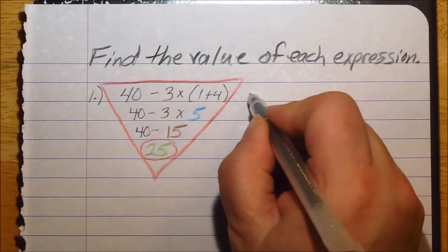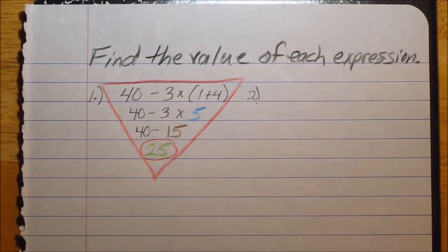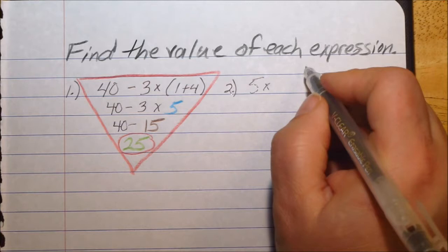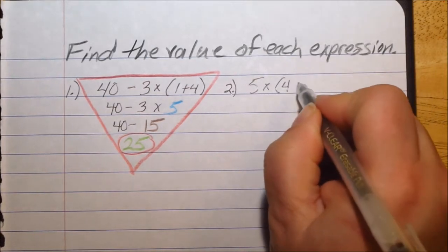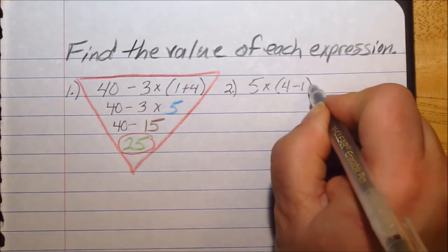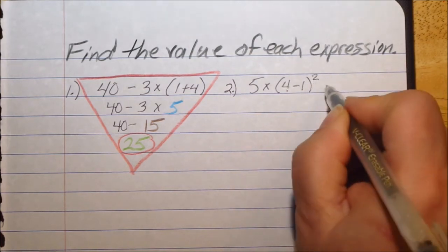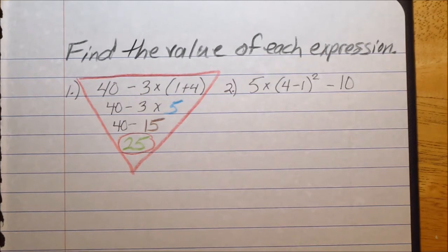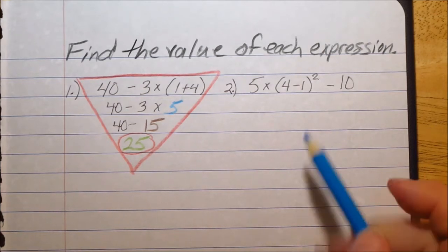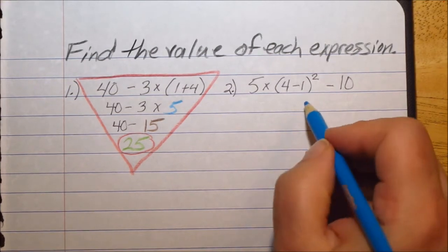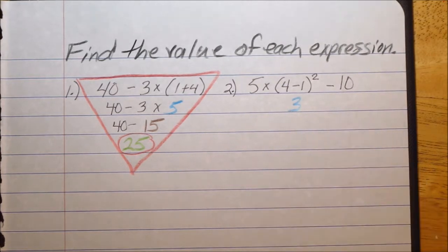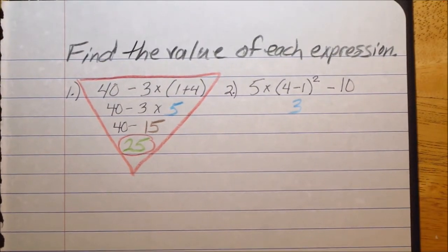Okay, so let's get one that has all of the order of operations steps in it. So here we go. 5 times 4 minus 1 in parentheses squared minus 10. All right? Okay, my first step is still take care of whatever is in the grouping symbols first. So that 4 minus 1 is 3. Bring down the rest of the expression.